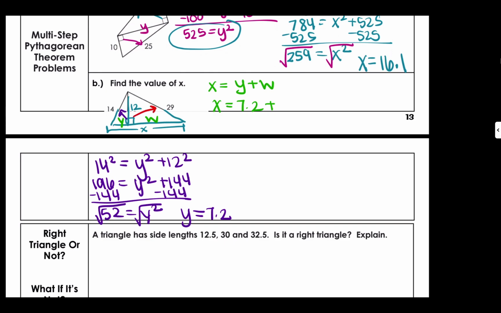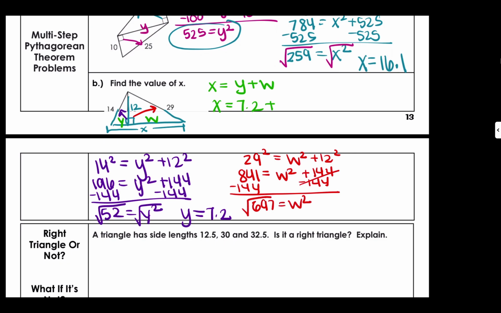So in w's triangle, we know that 29 squared is equal to w squared plus 12 squared. 29 squared is 841. That's equal to w squared plus 144. Subtract 144 from both sides. We get 697 is equal to w squared. Take the square root. W is 26.4. So now we found w. So x is 7.2 plus 26.4. So x is 33.6.